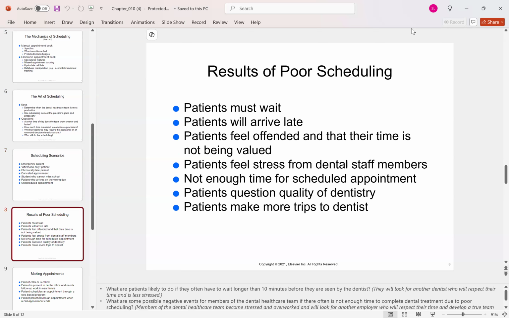And then an unscheduled appointment. So what happens if we are not looking at our appointment book? We're just throwing patients in wherever. We might have some patients who unfortunately will need to wait. If they need to wait all of the time, or they feel like they need to wait every time they come to the office, what they're going to start doing is showing up late. They're going to be offended that we're not valuing their time. When they come back into the dental treatment area, they might feel stress from us as the staff because we are running around. We don't have enough time for our procedures. And they're going to maybe start to question the quality of dentistry.